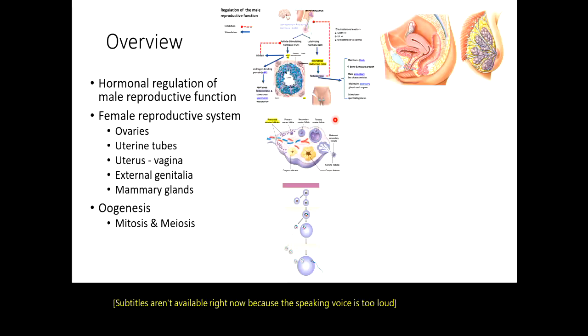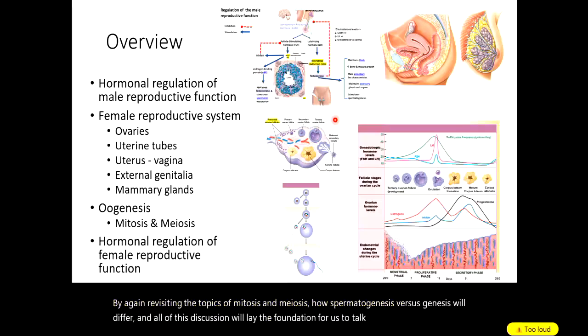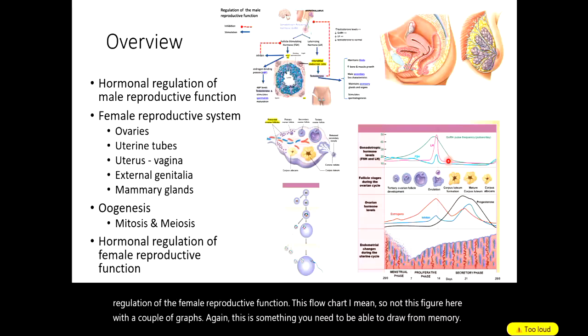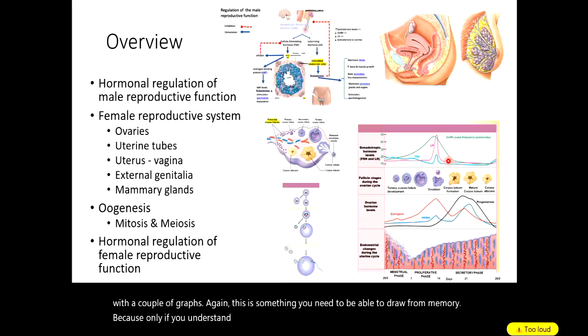And all of this discussion will lay the foundation for us to talk about the hormonal regulation of the female reproductive function. This flowchart, so not this figure here with a couple of graphs. Again, this is something you need to be able to draw from memory, because only if you understand this can you understand how the hormonal contraceptives will work. All right, so this is an overview of what we'll be discussing.